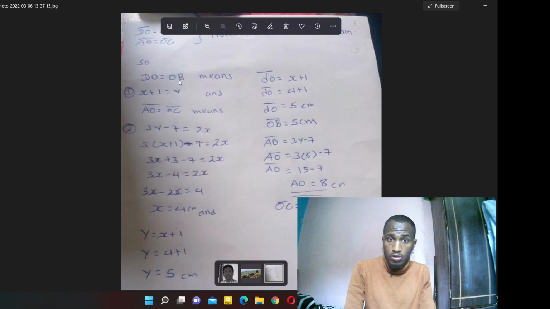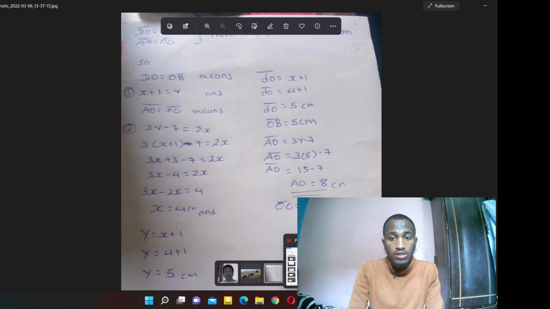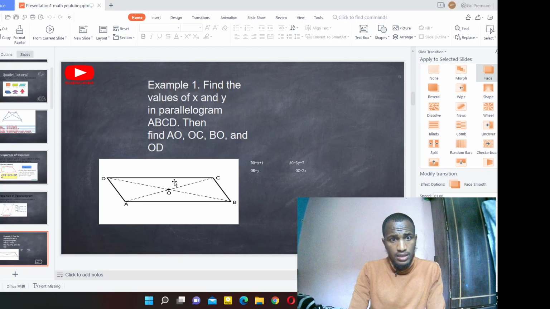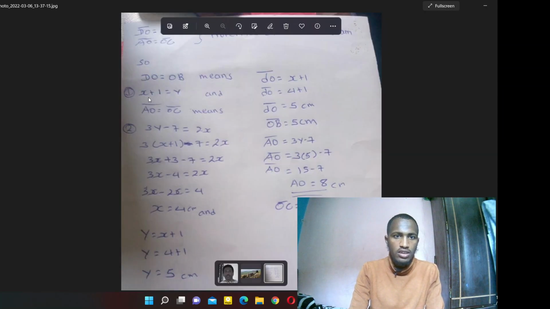We said DO is equal to OB. It means that we have x plus 1 is equal to y, because we are given DO equals to what? x plus 1. And we have OB, we are given y, right? Because the diagonals of the parallelogram, they bisect each other. DO equals to what? OB. OC is equal to what? OA. That's why I did this calculation based on the properties. You don't have to go far. Here we have the other one, 3y minus 7 equals 2x. 3y minus 7 means you are given AO, and you have OC is 2x.